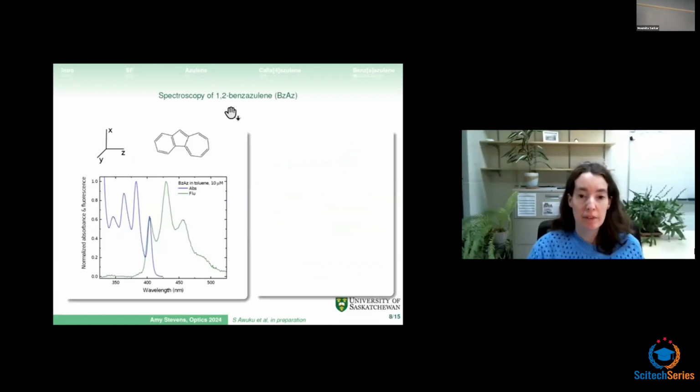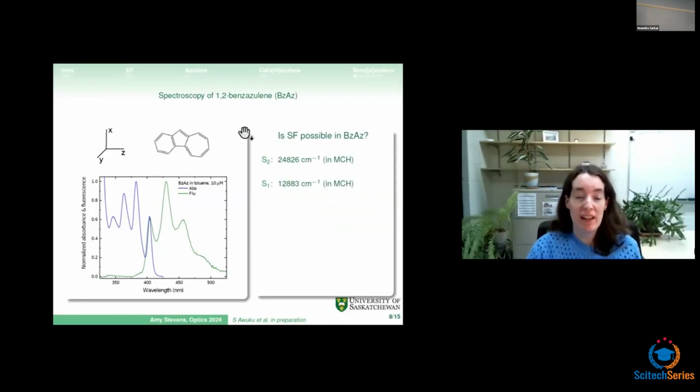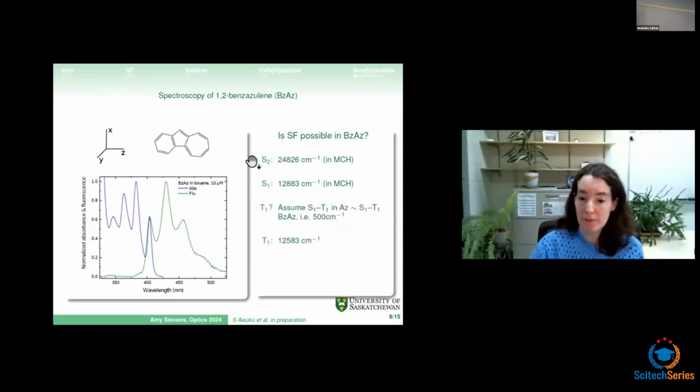Then we looked at the spectroscopy of benzazulene. So here we have our azulene and we've got a benzene connected to it. And here you can see that we have a lot of structure in our absorption and our fluorescence. Firstly, we wanted to check if SF is even possible in our benzazulene. From our absorption spectrum, we have our S2 level, and this is in methyl cyclohexane, of around 24,826 per centimeter, and we have our S1 level as well.